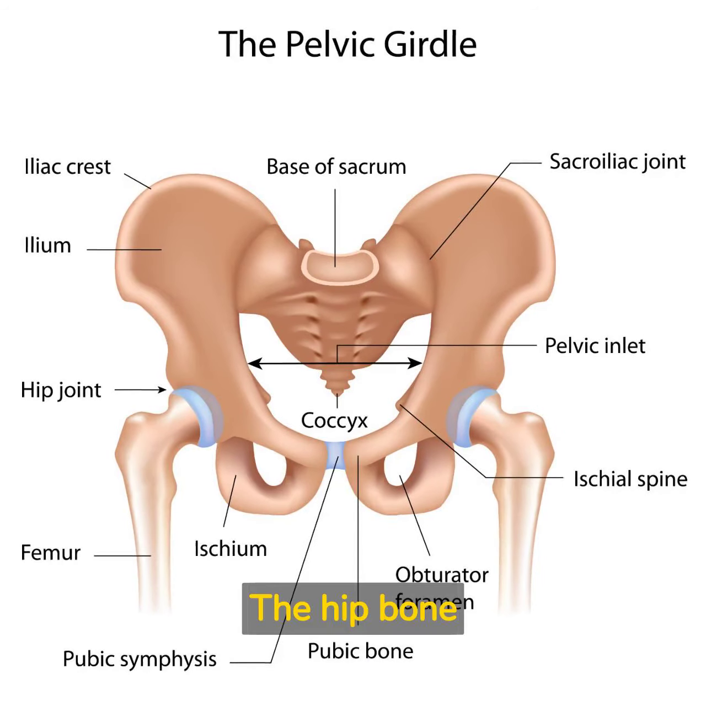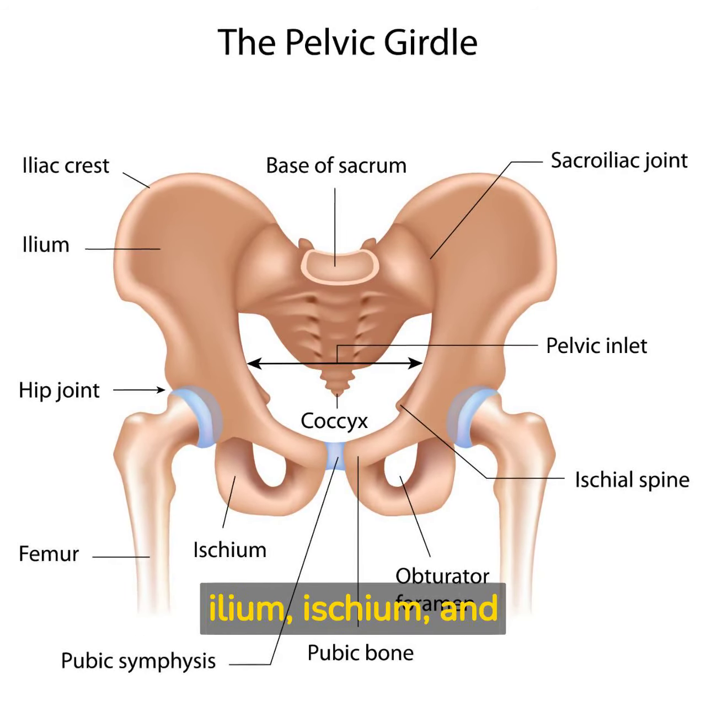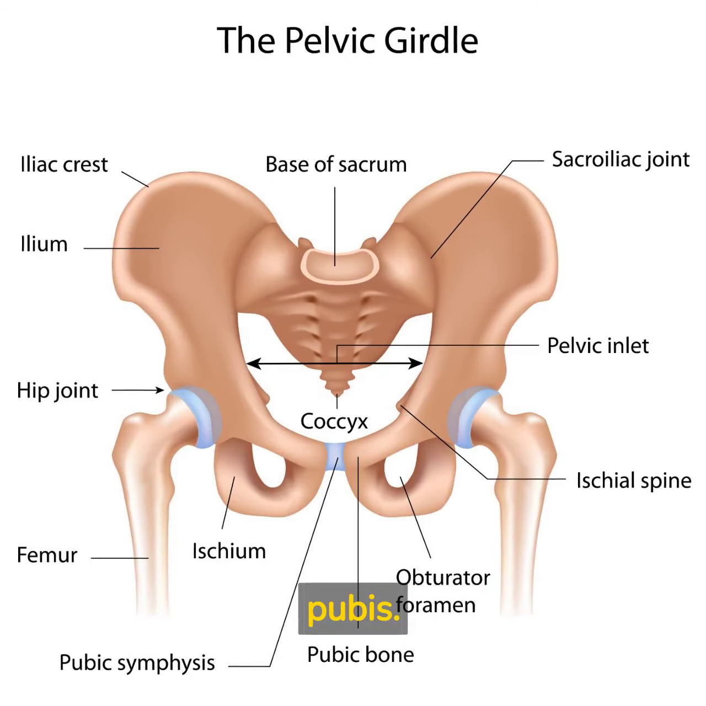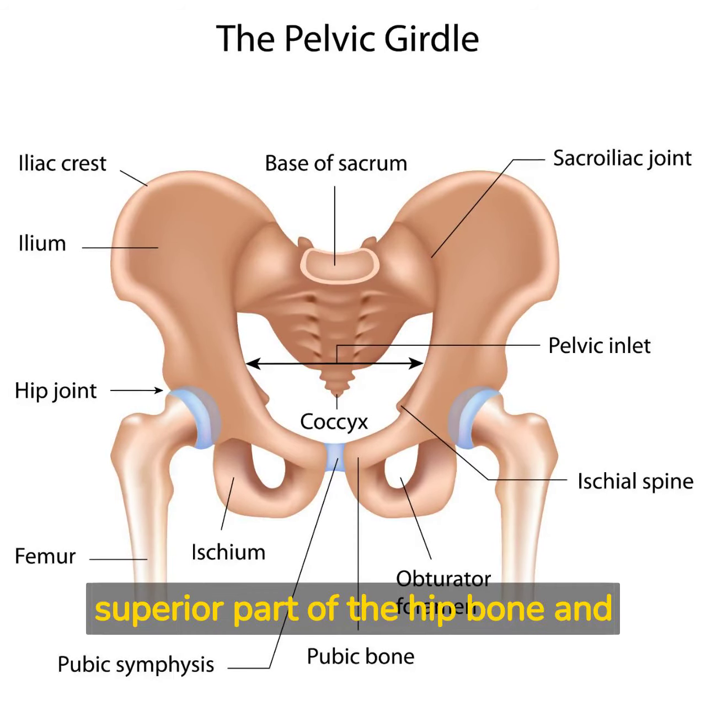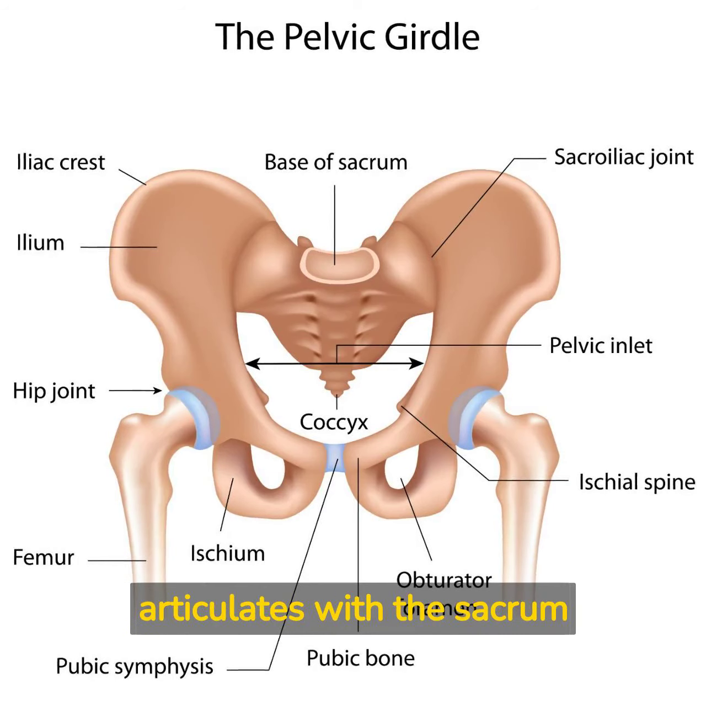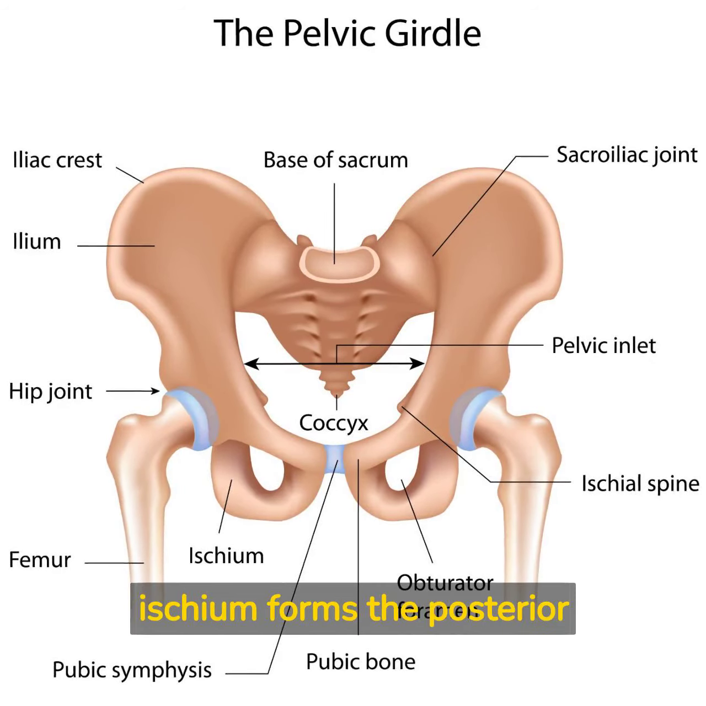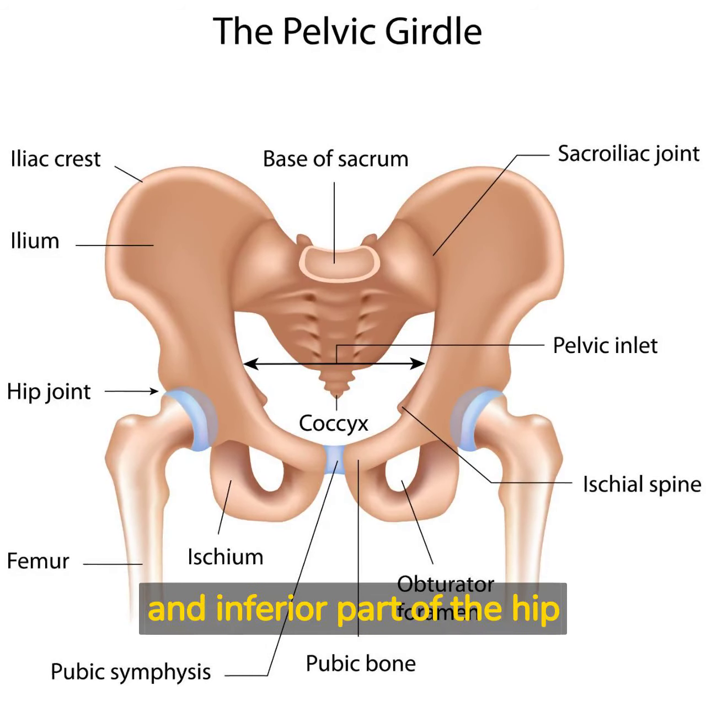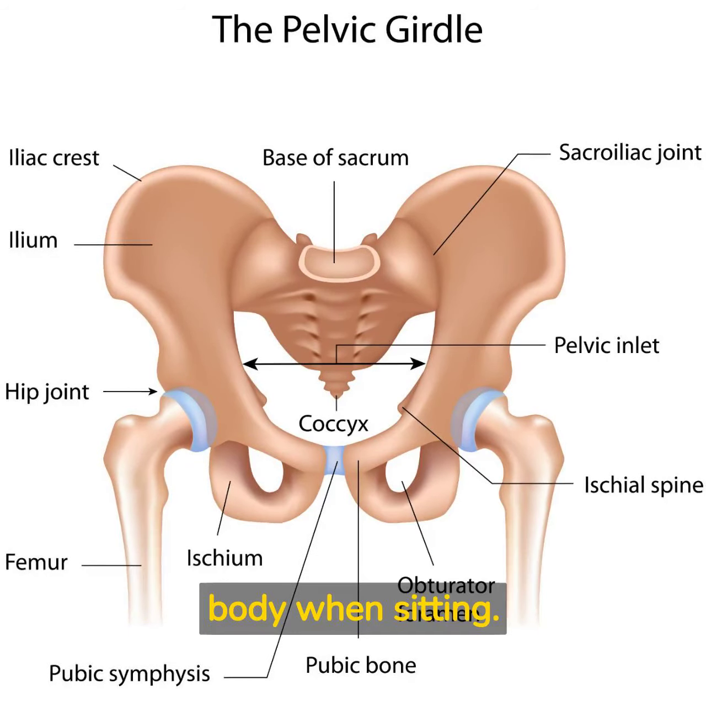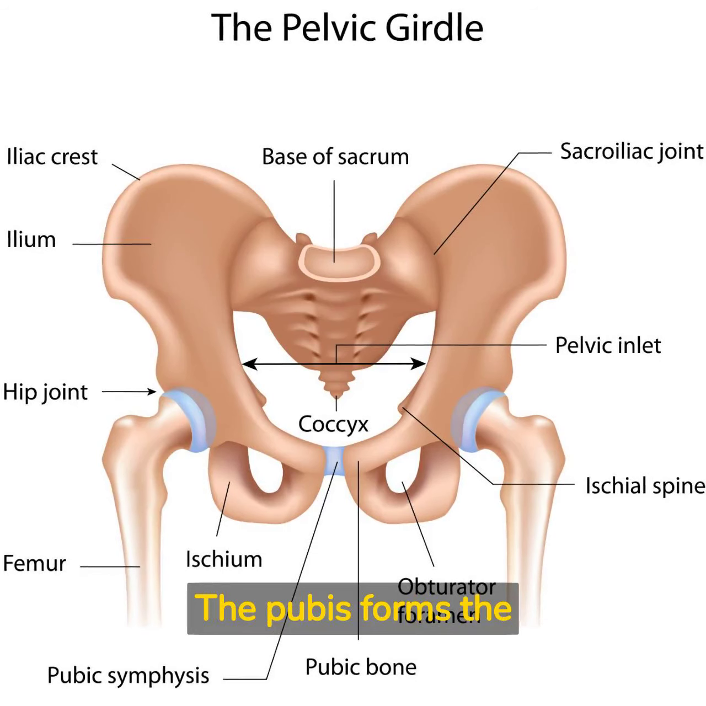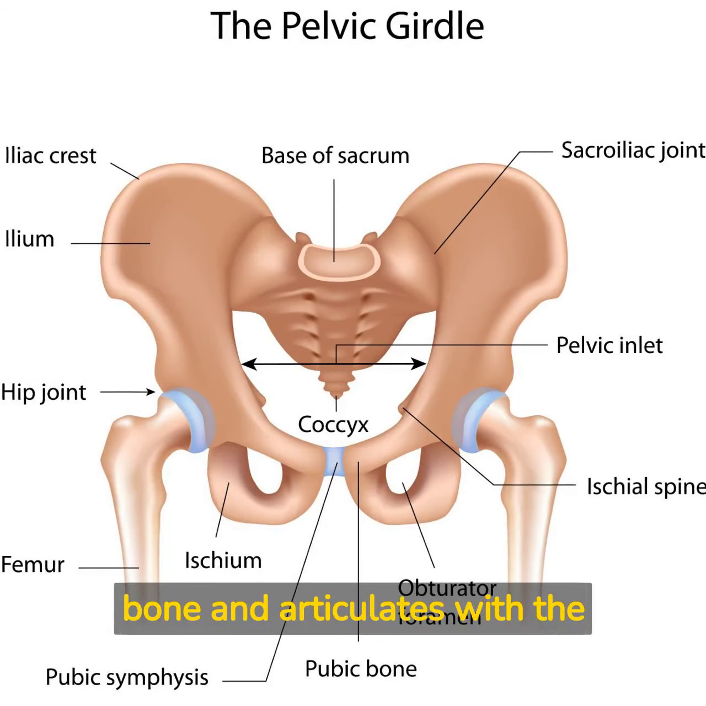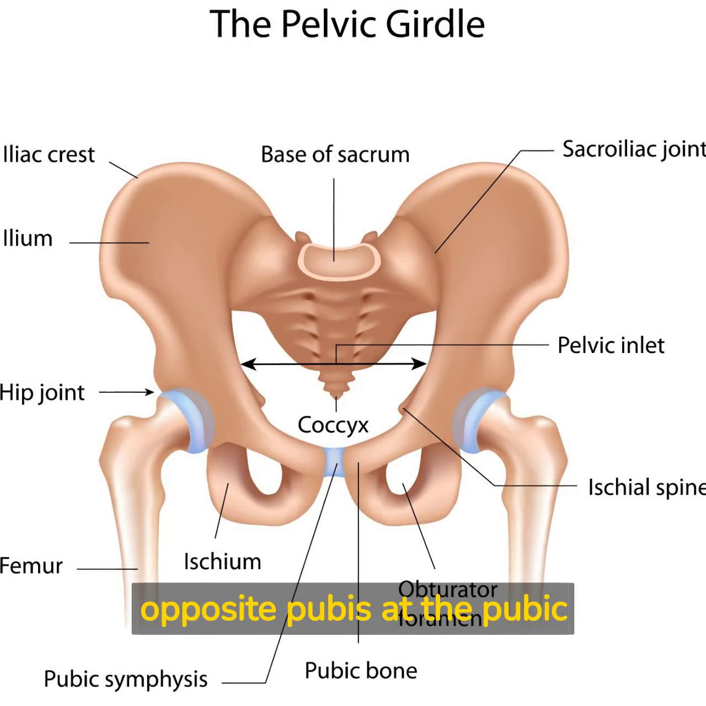The hip bone consists of three parts: the ilium, ischium, and pubis. The ilium forms the superior part of the hip bone and articulates with the sacrum at the sacroiliac joint. The ischium forms the posterior and inferior part of the hip bone and supports the weight of the body when sitting. The pubis forms the anterior part of the hip bone and articulates with the opposite pubis at the pubic symphysis.